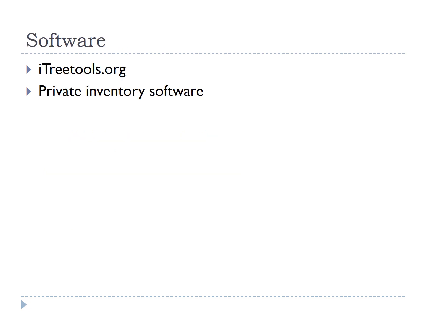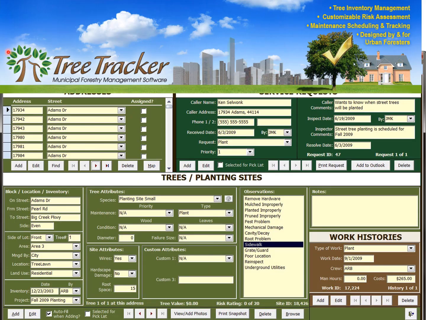So I've already mentioned iTree, which we'll look at in just a moment, and then I just have a screenshot of a private inventory software system. So this is an example of a commercially available tree care or tree inventory system, and they've gotten even more sophisticated than this one now. But this is just an example, and so you can see here in the middle, here's the caller. So Ken, here's his address, and so I can call and I can look up right in the system to see what trees Ken might have at his house.